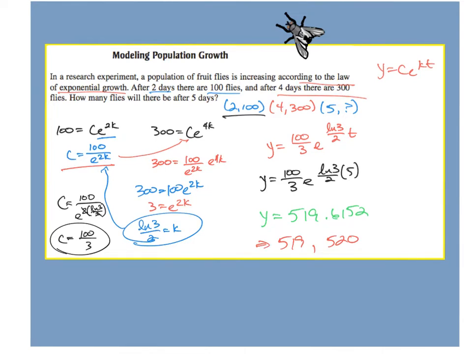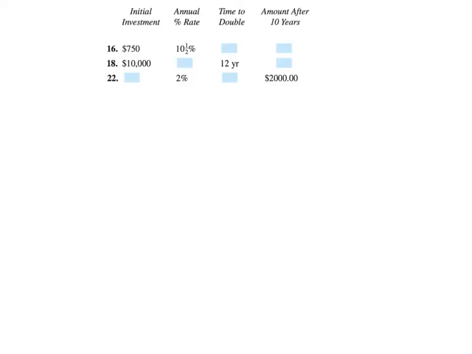However, why doesn't it make sense for 519.6152 in this sense? Because I am not severing a fruit fly. All right? I'm just not going to. Emily does that in her free time. I just don't.